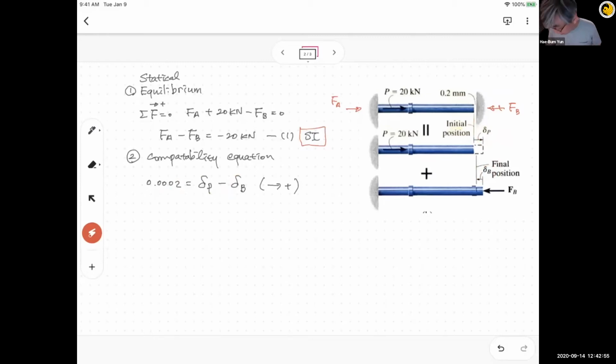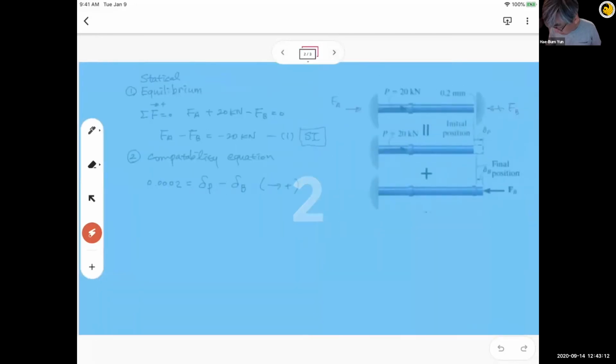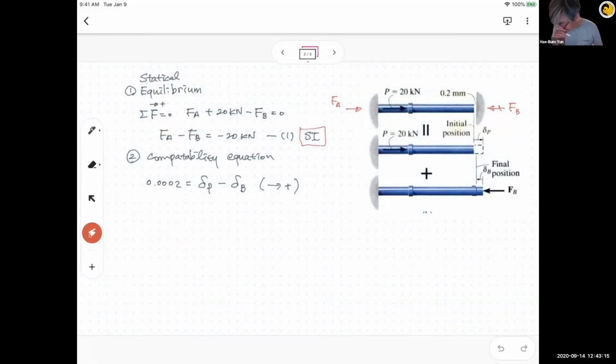So then our goal is to convert delta P and delta B to FA and FB. Again, our goal is to determine the reaction at A, FA, right? So then our goal is to determine this value. Of course, you will see that we can also determine the FB, right? So we have delta P and delta B. So what we need is the deformation formula.